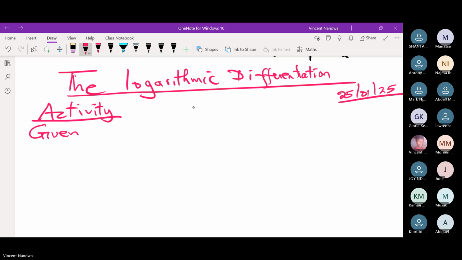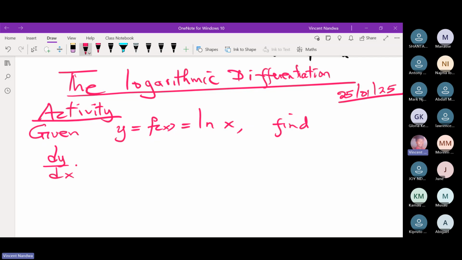Given y equals f of x given by ln of x, find dy/dx. I hope you can see my writings on the whiteboard. Yes. Okay, good. So let's see how to deal with derivatives of logarithmic functions.